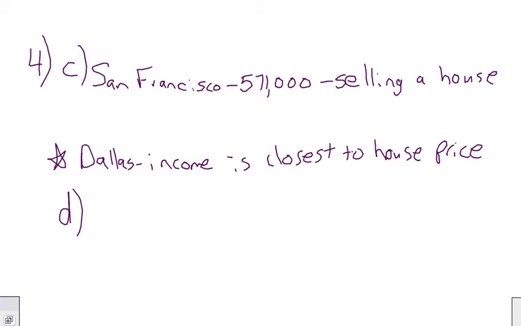D, what generalizations can you make from this data? It's expensive to live in California, number 1.